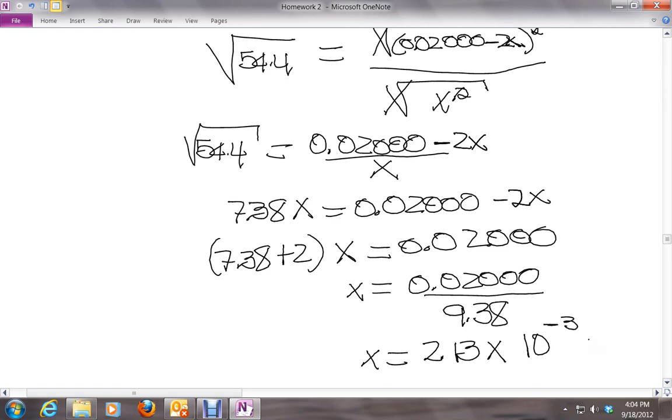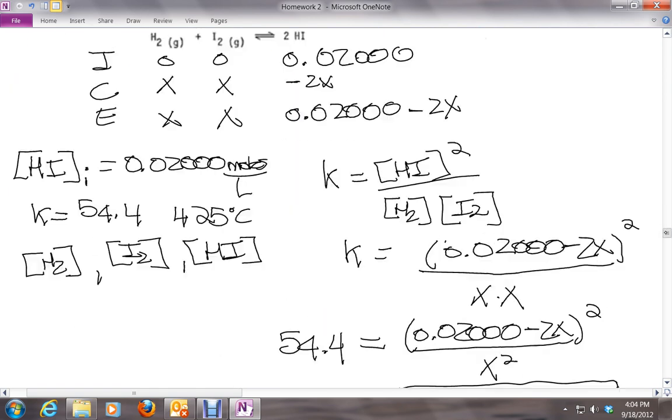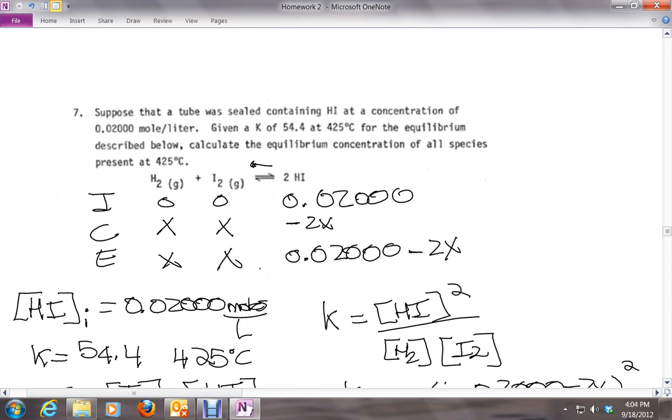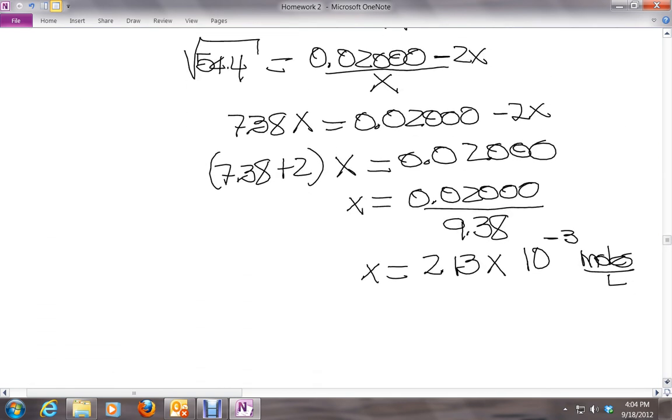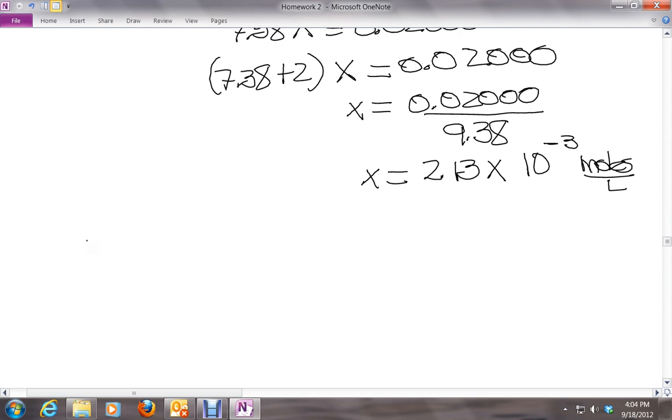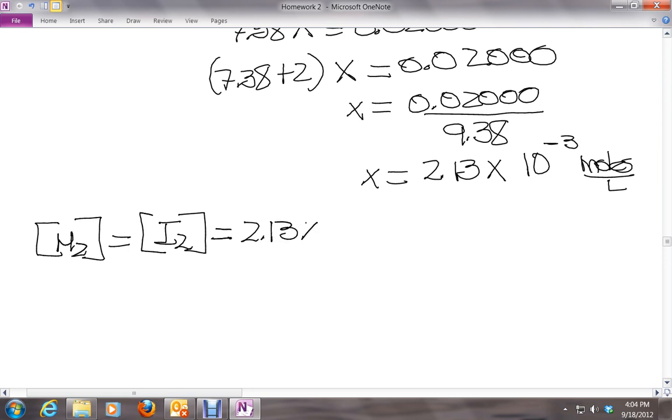Moles per liter, of course, is concentration. So if we subtract, remember now we have to calculate, this is the concentration of hydrogen and iodine, which is x. Now let's calculate the concentration of HI, which is 0.02 minus twice the value of x. So first, the concentration of H2 is going to be equal to the concentration of I2, equals 2.13 by 10 to the minus 3 moles per liter.